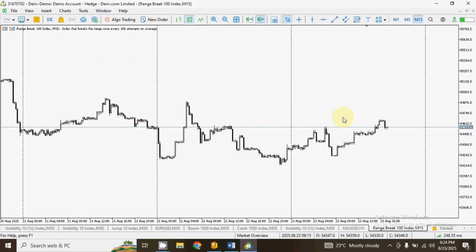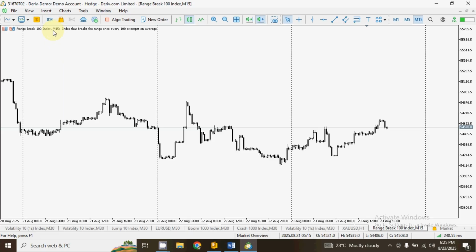So this trading strategy is beginner friendly, and I prefer to use it for Range Break 100 index than the rest, but you can also use it for them, as the same logic can be applied for both. So the first thing you need to do is the time frame. Make sure the time frame is set to 15 minutes, right?